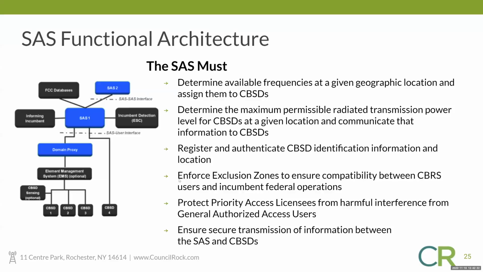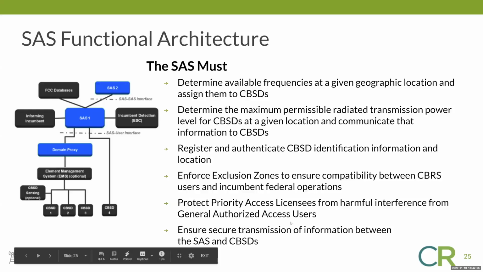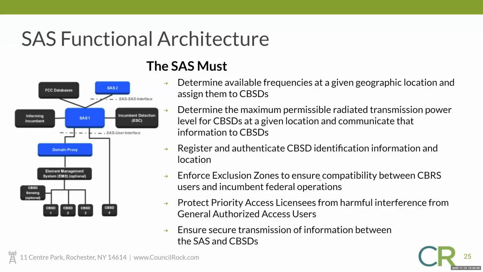It enforces exclusion zones to ensure compatibility between CBRS users and incumbent federal operations. So this is basically providing interference protection to incumbents in the geographic location. It also protects the PAL users the same way from harmful interference from general authorized access users, and ensures secure transmission of information between the SAS and the CBSDs.